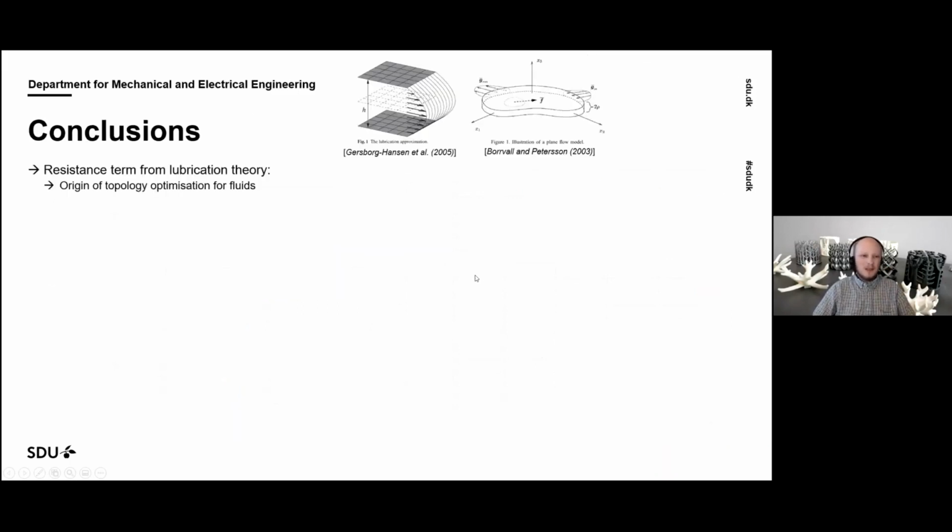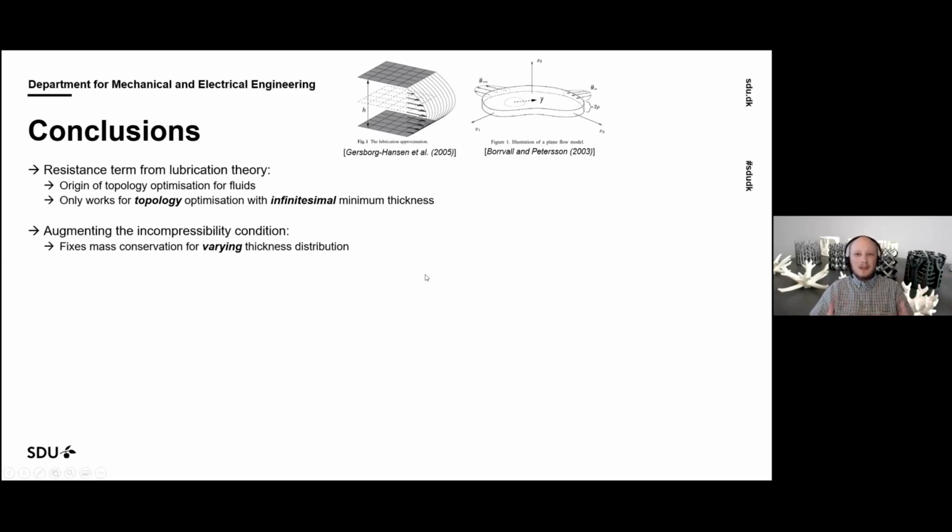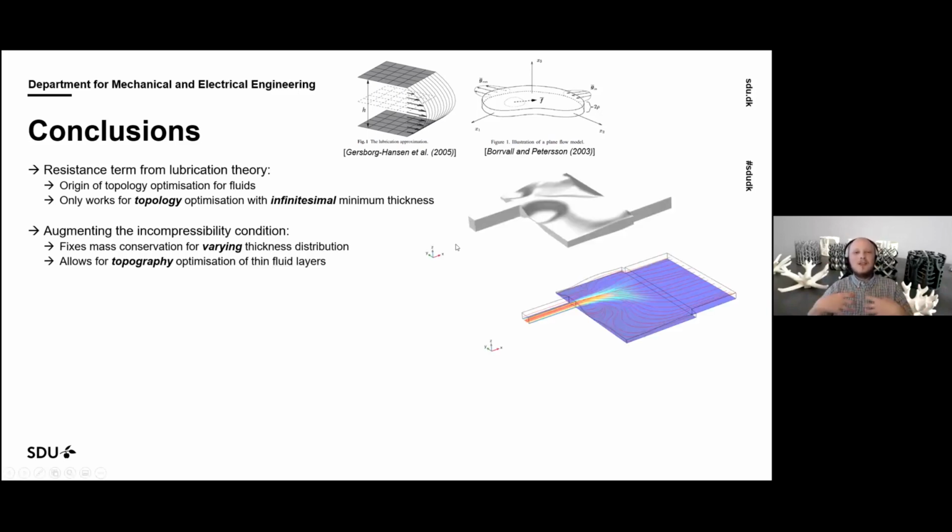So in order to conclude here, the resistance term from lubrication theory, that's the origins of topology optimization for fluids. But it is restricted to topology optimization when we have infinitesimal minimum thicknesses. So that is when we have full fluid and we try to emulate a solid. By augmenting the incompressibility condition, we can fix mass conservation and allow for varying thickness distributions. This allows us to optimize the topography of these relatively thin fluid layers with a very high accuracy. So we have a simplified model now with a good accuracy.